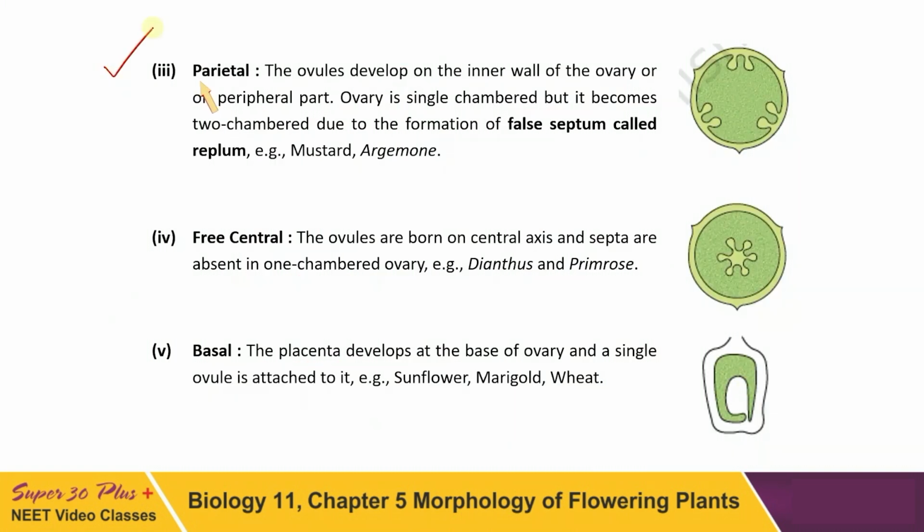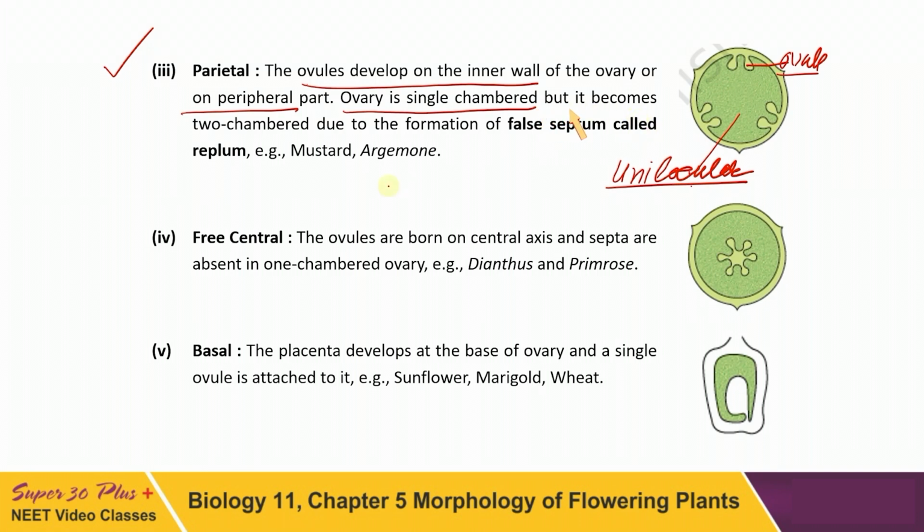Come to the next now, that is parietal one. You can see the diagram here. How many chambers do we have here in the ovary? Only one. This is always unilocular. Unilocular carpel, this one is. And these are the ovules, which will later become seeds after fertilization, you know. It means that the ovules are arranged on the periphery of the wall of the ovary, and this is unilocular. Ovules develop on the inner wall of the ovary or on the peripheral part. The ovary is single chambered, unilocular.